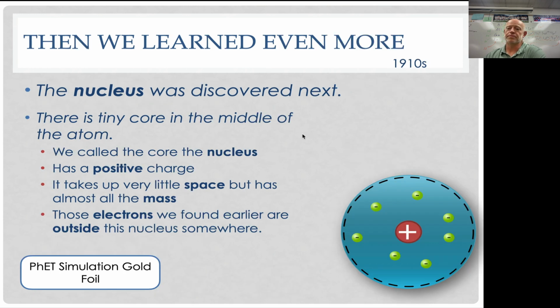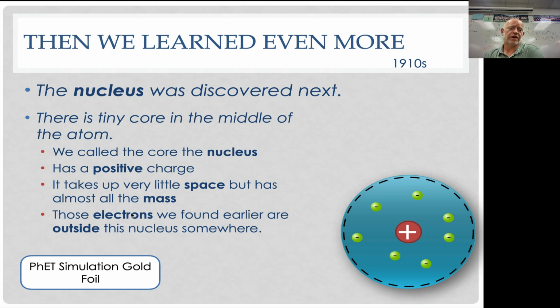We kept on learning more. Now we're in the early 1900s, and we found the nucleus of the atom. The nucleus is a tiny core in the middle of the atom, a tiny little spot. We called that core the nucleus. It does have a positive charge. It takes up very little space, so its volume is very small, but it has almost all the mass. Now, what about those electrons?